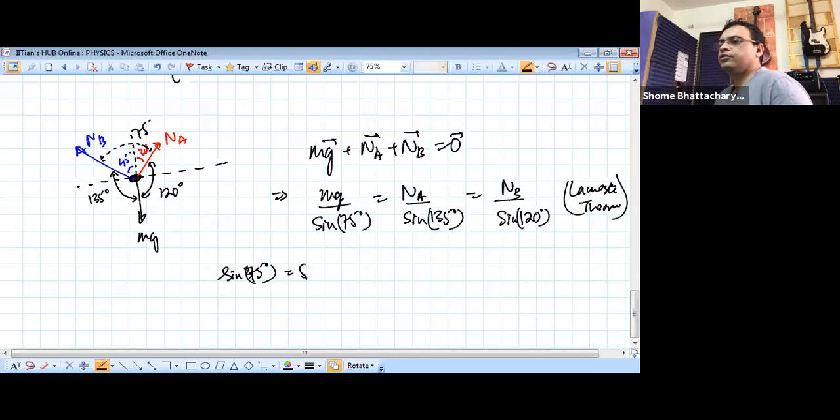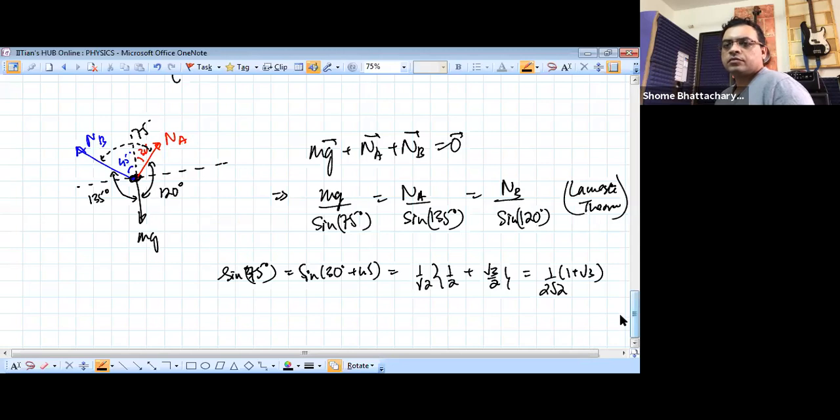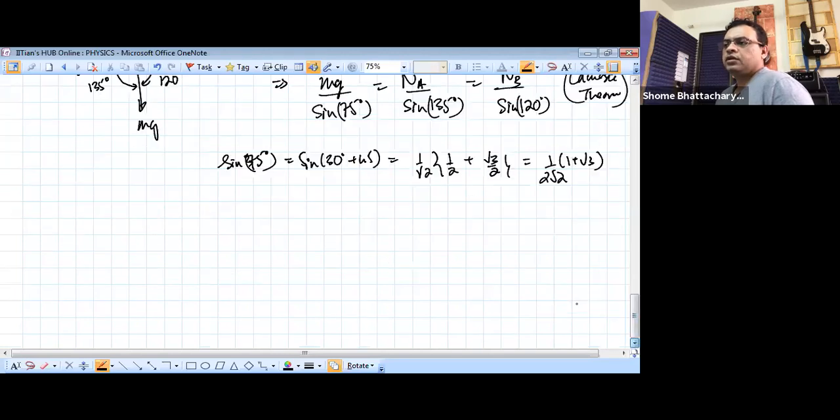So we can write sine of 30 plus 45. So that will become sine 30 cos 45 plus cos 30 sine 45. So 1 by root 2, if you take common, sine 30 is half and cos 30 is root 3 by 2. So you can write this as 1 by 2 root 2 into 1 plus root 3. So that's sine 75.